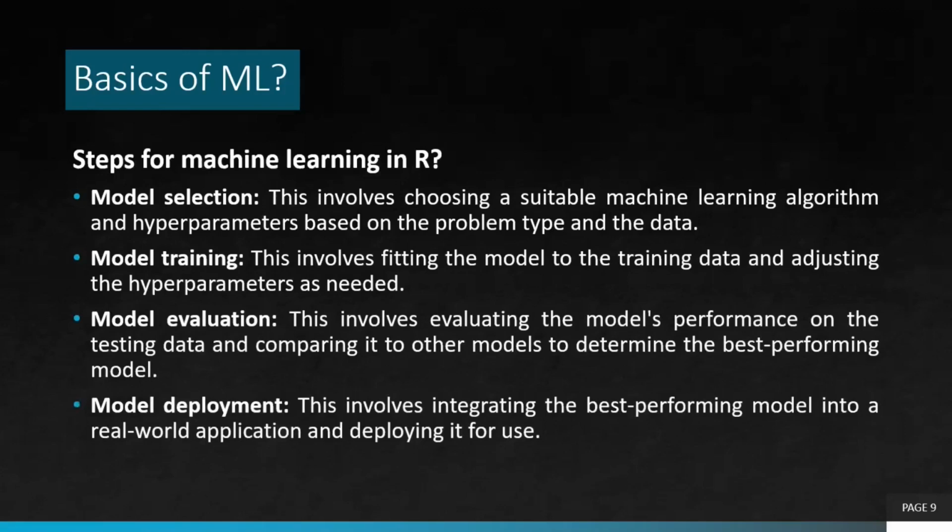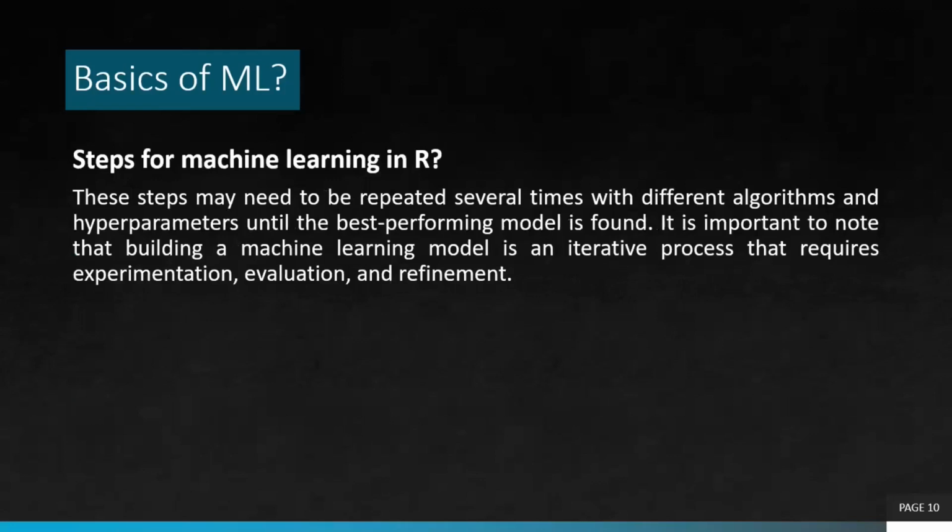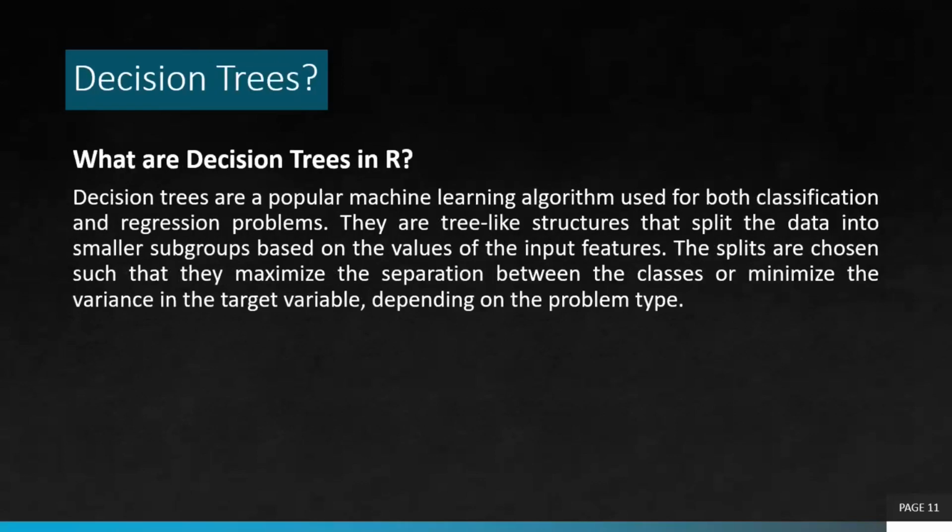This involves integrating the best performing model into a real world application and deploying it for use. These steps may need to be repeated several times with different algorithms and hyperparameters until the best performing model is found. It's important to note that building a machine learning model is an iterative process that requires experimentation, evaluation, and refinement. So, today's lecture is based on decision trees.